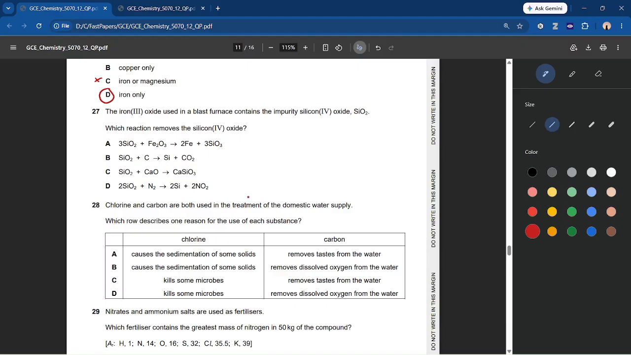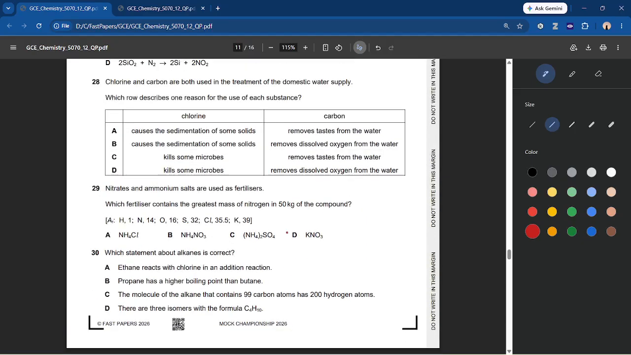The iron(III) oxide used in the blast furnace contains the impurity silicon oxide, SiO2. Which reaction removes the silicon oxide? As long as you're well informed about the procedure that goes on in the blast furnace, you shouldn't have any problems with this. You need calcium oxide. Calcium oxide removes it by turning it into slag. So this will be 27C.